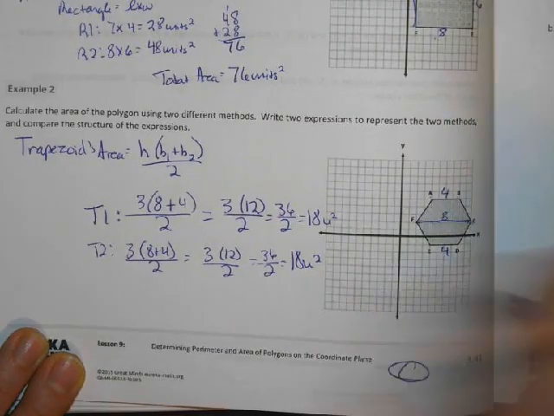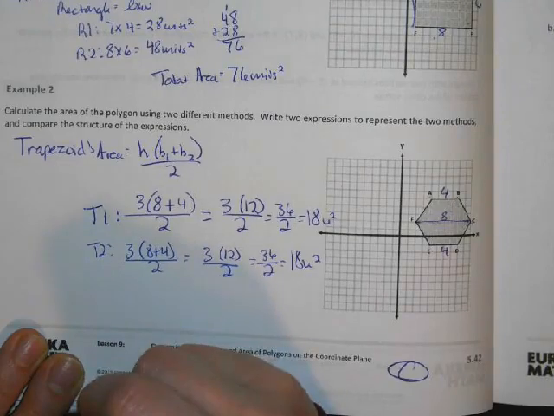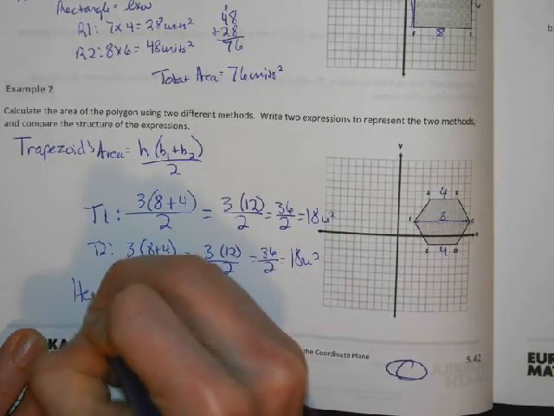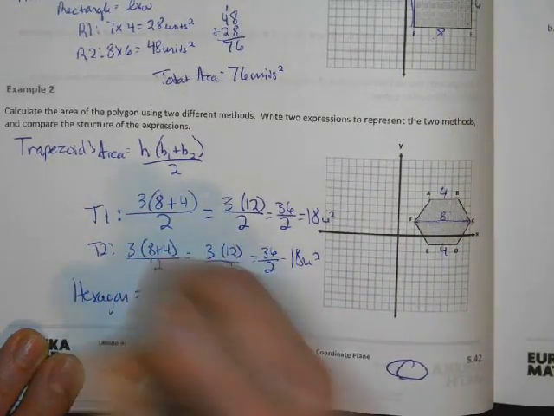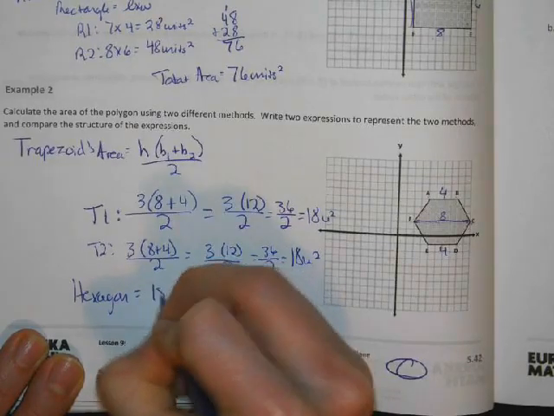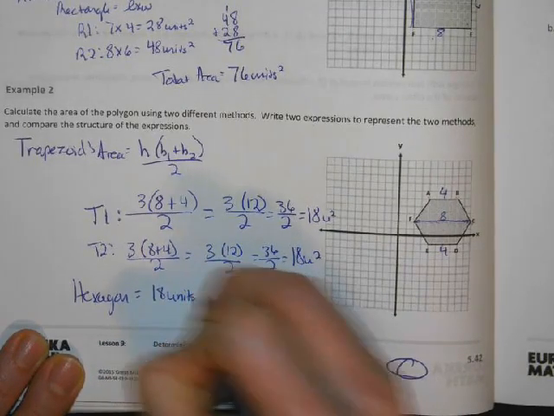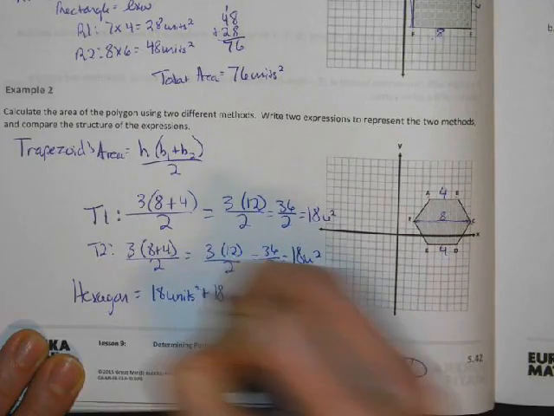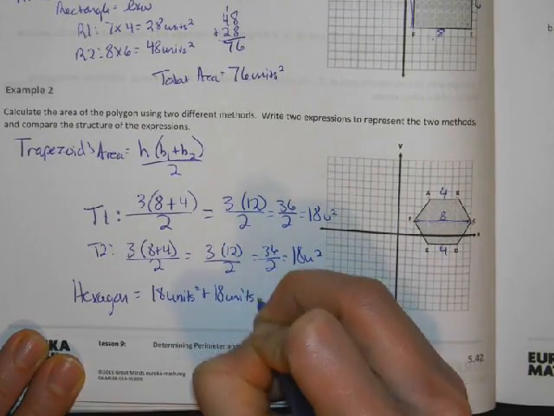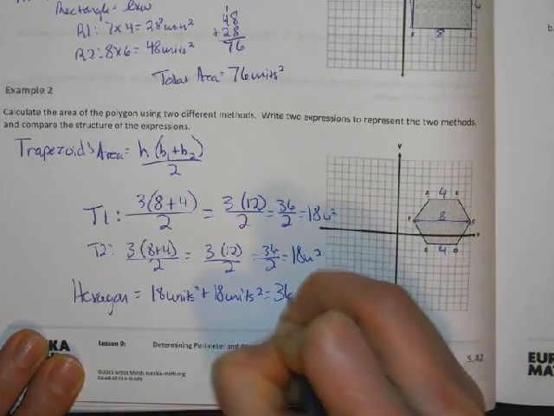I need to add them together because both of these trapezoids make the hexagon. And so our hexagon is equal to 18 square units plus 18 square units. And that gives me 36 square units.